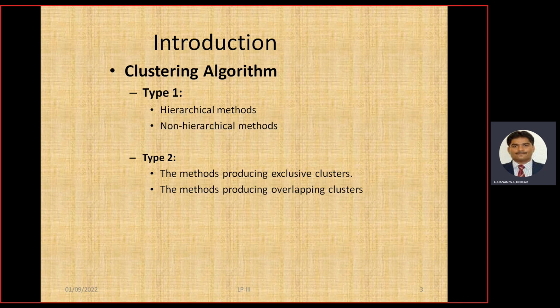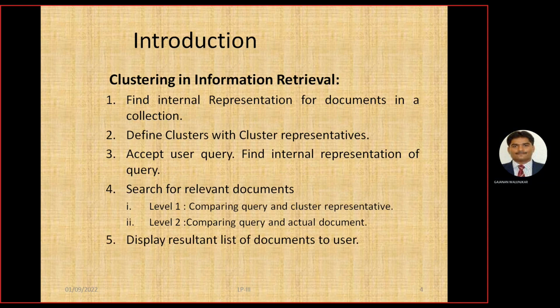I hope the cluster concept is clear now. A cluster is an ordered list of objects which have some common characteristics. Right? Now, clustering in IR, information retrieval. Here is how we go about clustering in IR. First, we need to find internal representation for documents in a collection. Then define clusters with cluster representatives. Then you have to accept the user query and find the internal representation of the query. Then the next step is to search for the relevant documents.